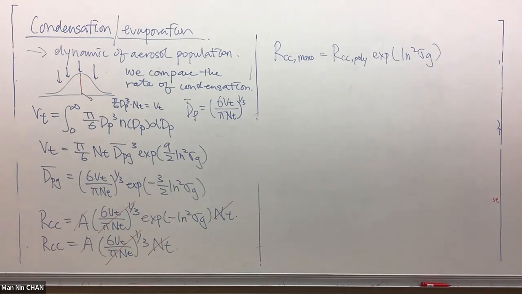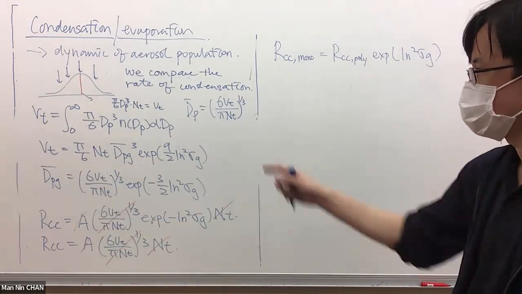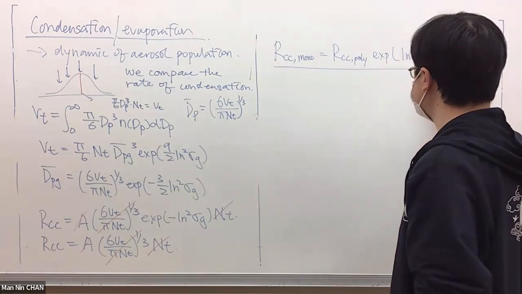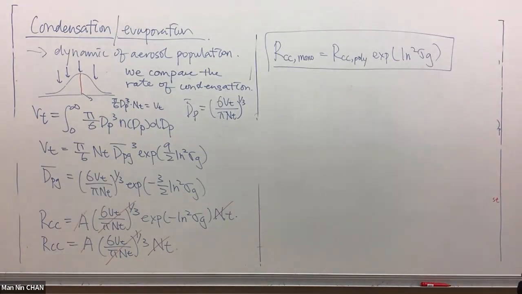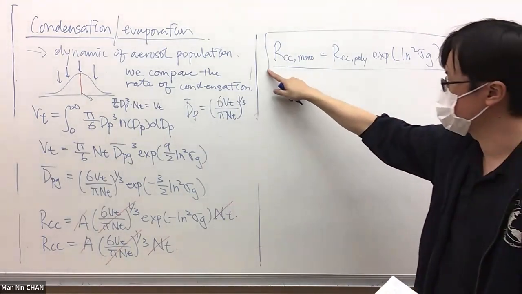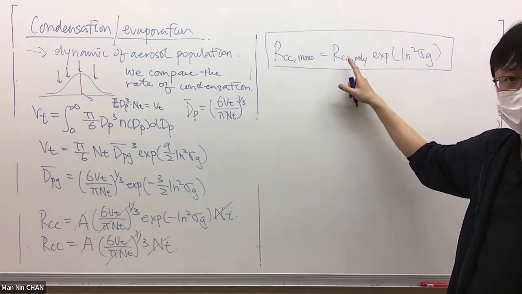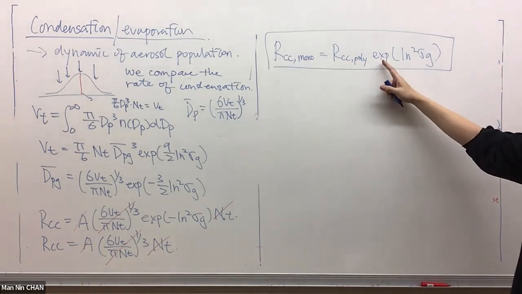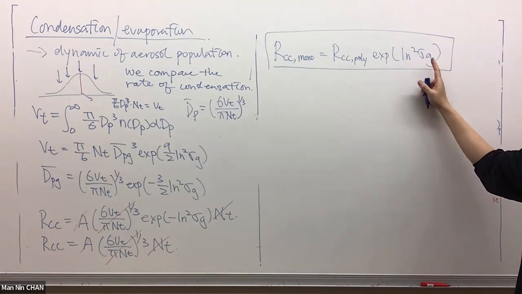in our discussion, remember we assume these are two populations with the same total property, meaning the NT and the VT are the same. So you will find that the rate of condensation to a monodispersed population will be equal to the rate of condensation to your polydispersed population times this exponential term, which is the exponential of natural log squared sigma g.